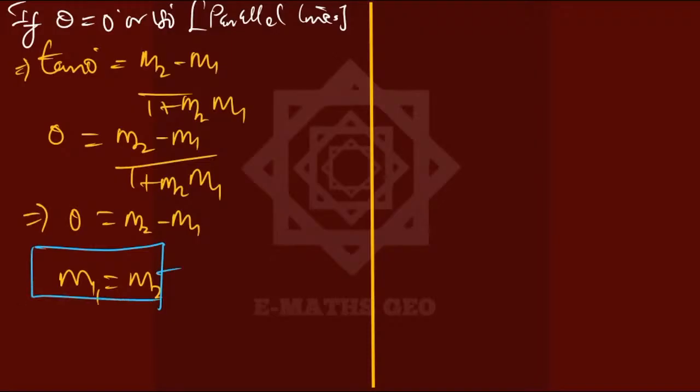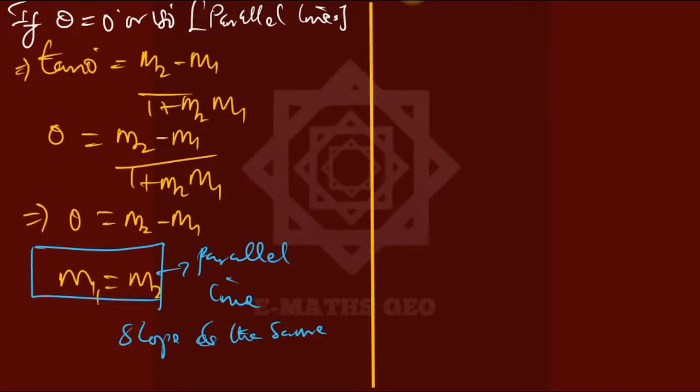The slope is the same. For two parallel lines, the slope is always the same.